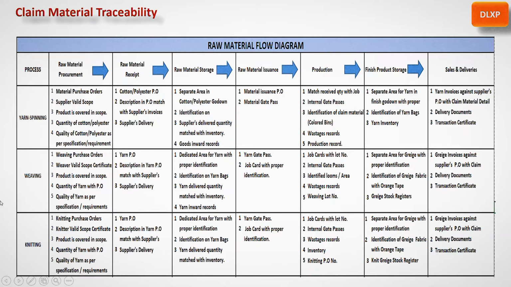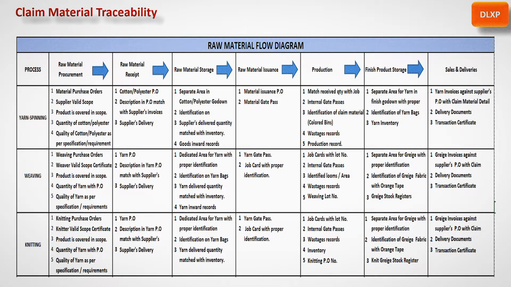Supplier's valid scope means the supplier's certificate showing the scope of the product. For instance, if it is 50% recycled content, it should be mentioned in the certificate scope. Third is product is covered in a scope. That is, the product we are claiming is covered in this certificate scope.